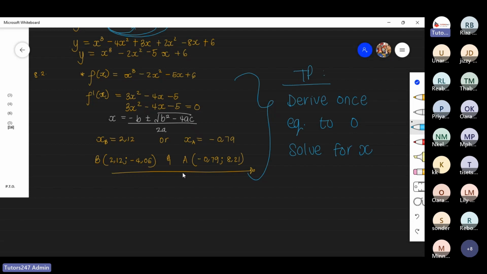But if you are finding a point of inflection, that is when you derive twice, then equate to 0, then solve for x. So don't mix up the two. When you find a turning point, you derive once. When you find a point of inflection, you derive twice. So they are different. Keep that in mind, okay? Don't confuse the two. So repeat once more. When you are finding a stationary point or turning point, derive once, equate to 0, solve for x. That is it.